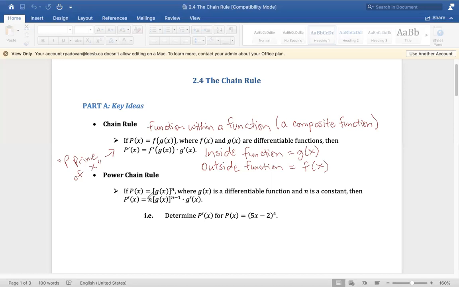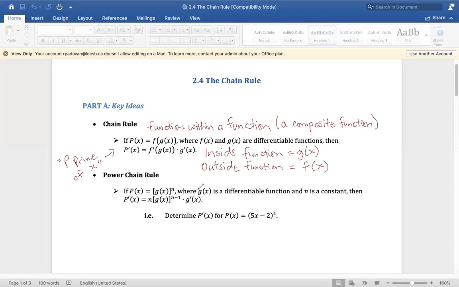So the power chain rule here states, again, if I have the polynomial p of x, and it's equal to g of x, now all placed, square brackets around it, all placed to the exponent of n, and obviously g of x, we can get the derivative of, is differentiable, and n is a constant, meaning just a number. Then to get the derivative of that, p prime of x, we bring the constant out in front, leave the inside alone. We minus 1 off of that constant, leave it as an exponent, and then multiply. Then we take the derivative of the inside.